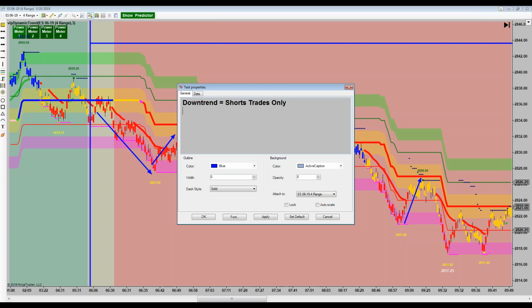And those short trades are taken on retracements up to resistance levels. Okay?